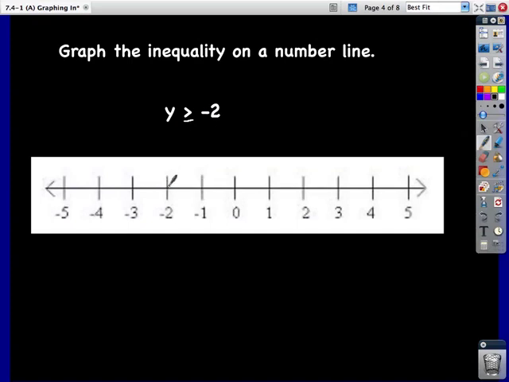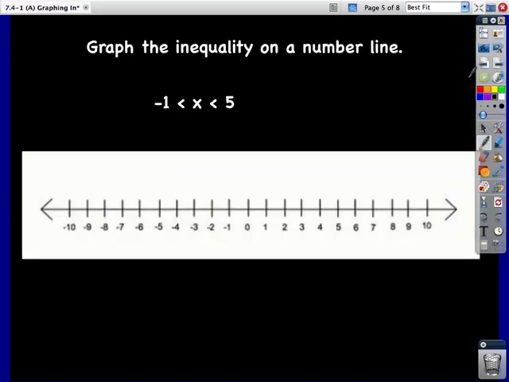I have to decide, am I going to use an open or a filled in circle? In this case, I'm going to use a filled in circle because y could be -2. But it's going to be greater than, so I'm going to show all the values greater than -2 that y could be using my little line here. All right, let's do a few more here real quick.